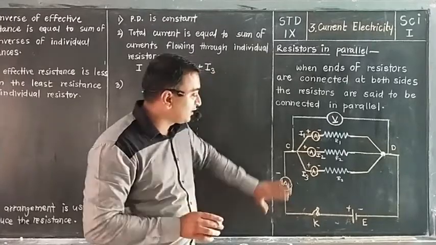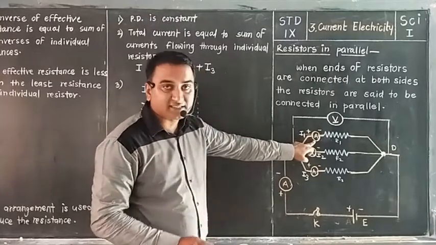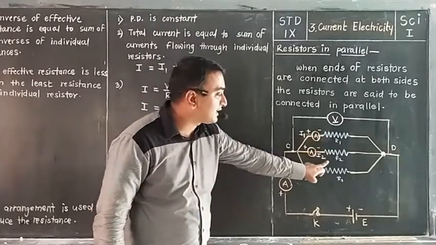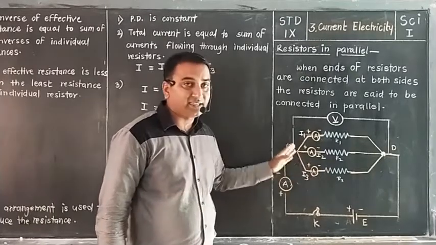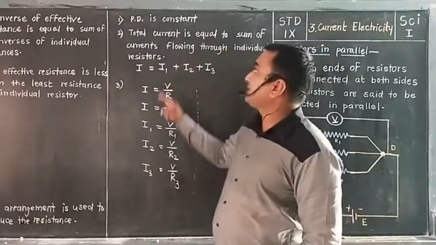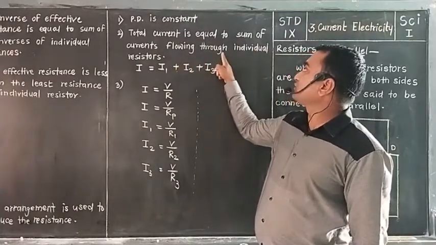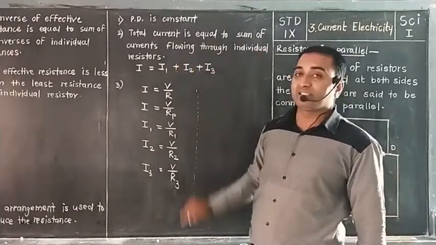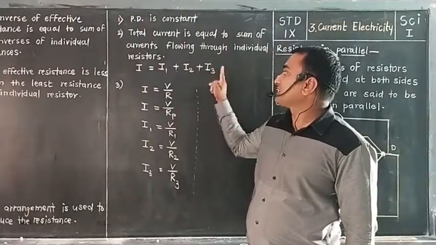So like this, total current in the circuit is equal to current in the first resistor, that is I1, plus current in the second resistor, that is I2, plus current in the third resistor, that is I3. So what we got here: total current is equal to the sum of currents flowing through the individual resistors. That means I is equal to I1 plus I2 plus I3.